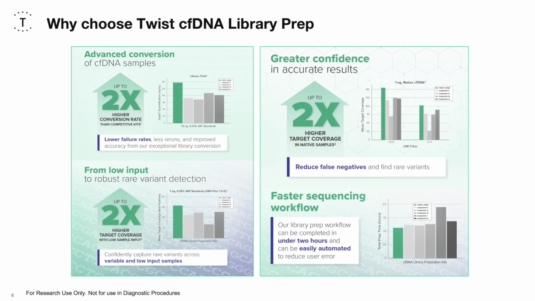Furthermore, from even very low input, as low as 1 nanogram, our kit delivers robust rare variant detection with up to 2 times higher target coverage. This means you can confidently capture rare variants across variable and low input samples, which is crucial for demanding applications. Our library prep workflow can be completed in around 2 hours and is easy to automate on any NGS liquid handling system.